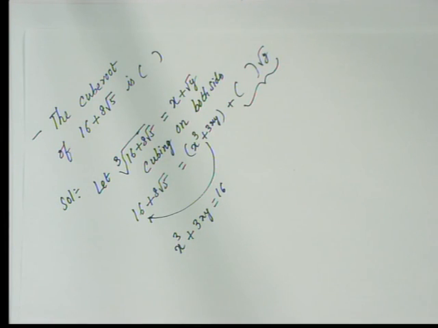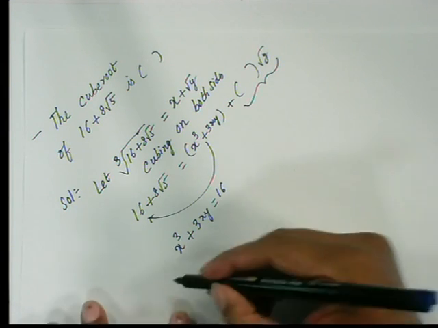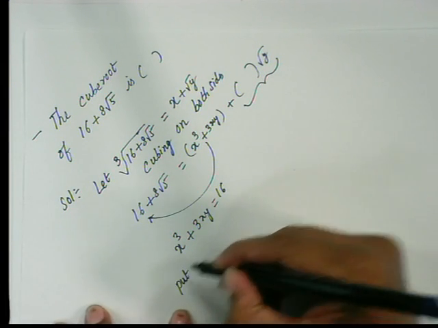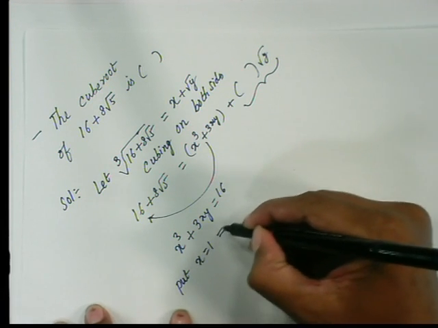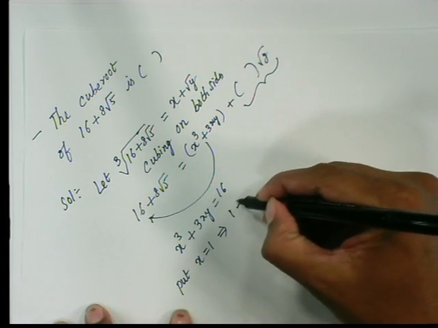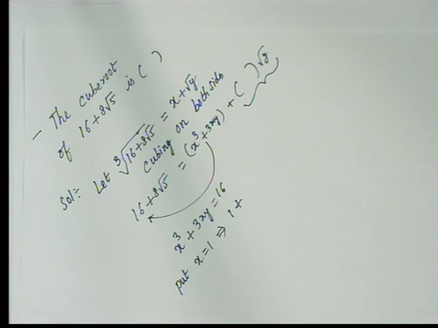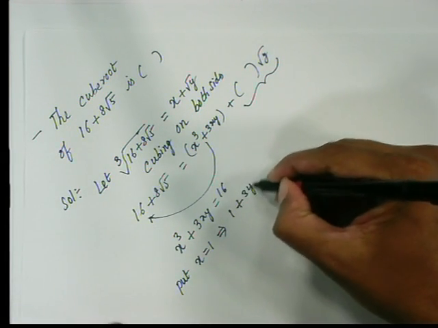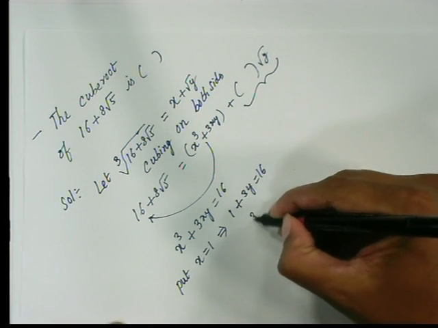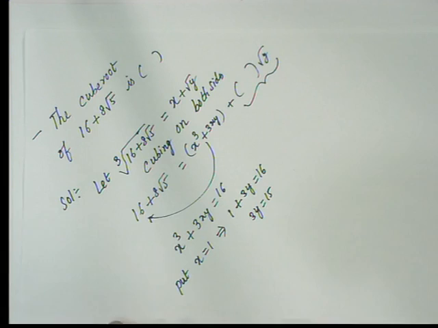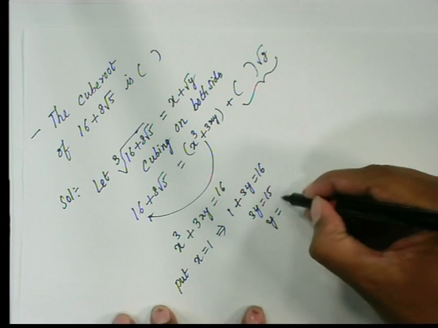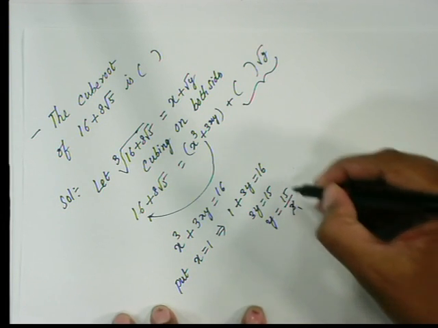Now, x cube plus 3xy equals 16. Now we have to find the values of x and y so that we get the cube root of 16 plus 8 root 5. So, first put x is equal to 1. So, 1 cube is 1, plus 3 into 1, 3y is equal to 16. 3y is equal to 15. Am I correct? What is the value of y? 15 by 3, 5.